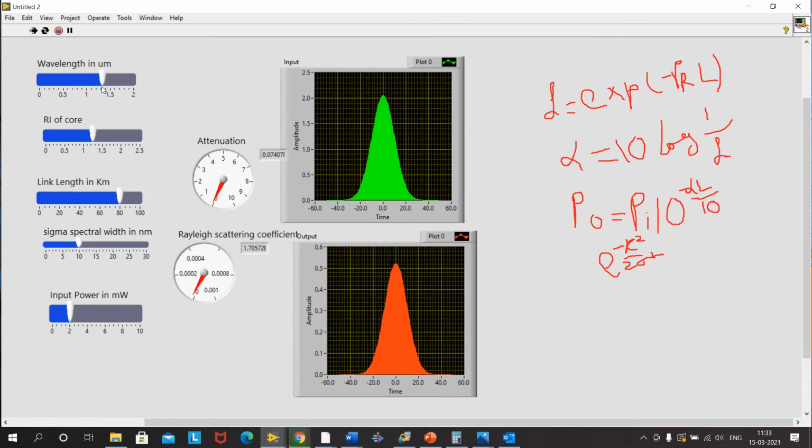So this is what you have to do in your experiment number 3 of identifying the output power at various wavelengths.